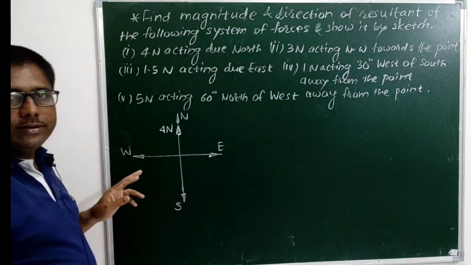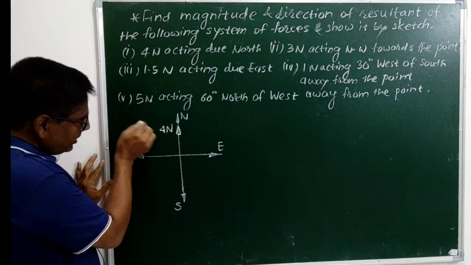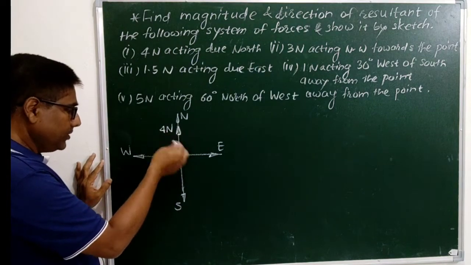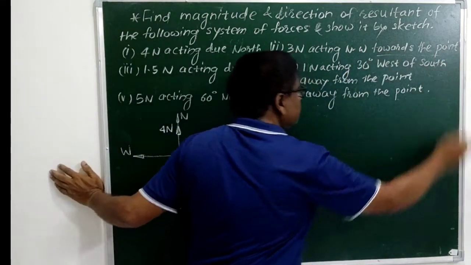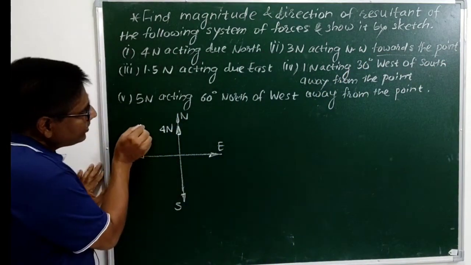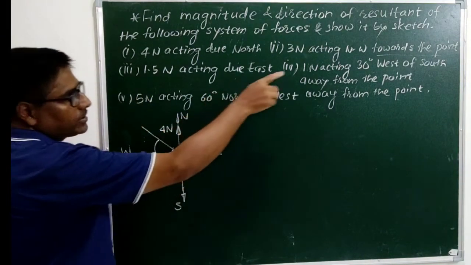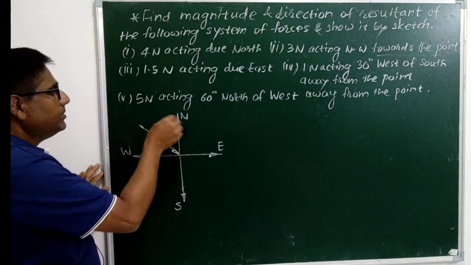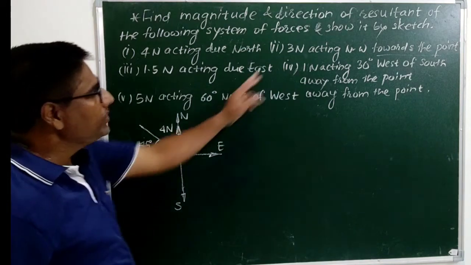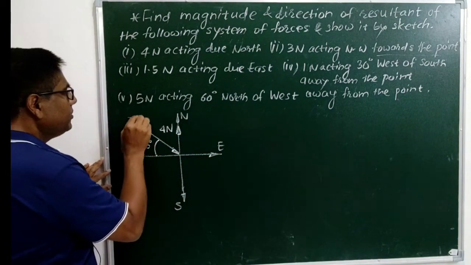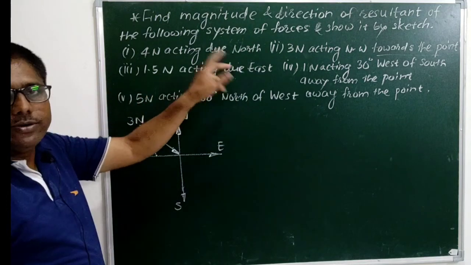Second force is acting northwest, means this force is dividing this 90-degree angle between north and west into equal parts and it is acting towards the point, means this is push type of force. Angle is northwest, means it is at the center of this quadrant, 45 degree, and magnitude is 3 Newton. Now third force 1.5 Newton acting due east.